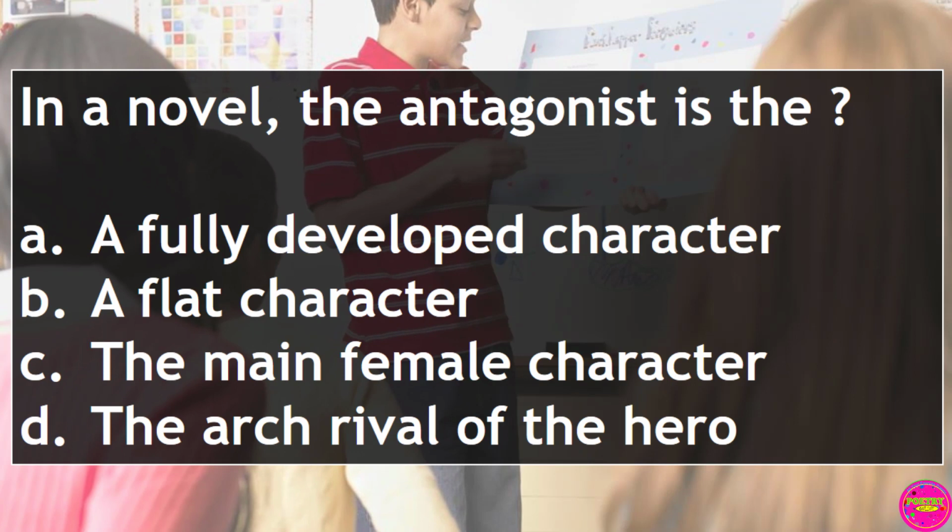In a novel, the antagonist is A. A fully developed character. B. A flat character. C. The main female character. D. The arch-rival of the hero. The correct answer to this question is D. The arch-rival of the hero.